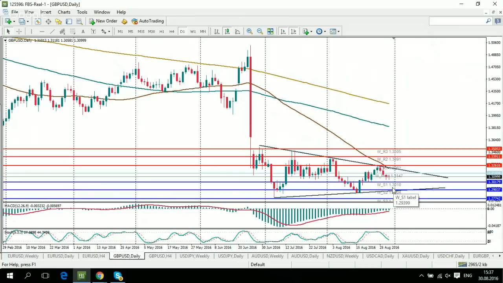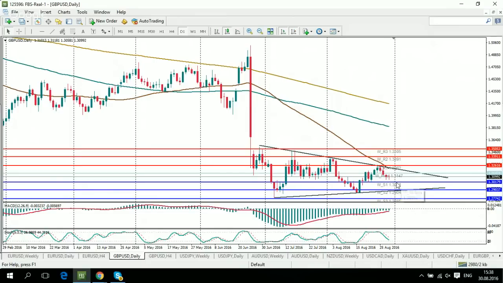We have the release of British PMIs, and actually there are reasons to believe that this data will disappoint. Manufacturing PMI was weak in July and is likely to come below the 50-point mark, which marks industry contraction, also for August.